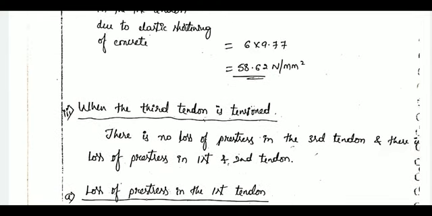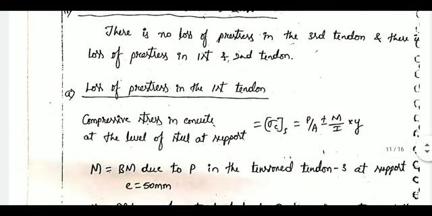Modular ratio into stress. So we have a loss of 58.62 Newton per mm square in the first cable when you have tensioned the second cable. Then when the third tendon is tensioned, remember the previous problem, when you tension the third tendon, you need to find out the loss in both the second as well as the first. But there is no loss in the third tendon. So there is no loss of prestress in the third tendon, and there is a loss of prestress in the first and second tendon.